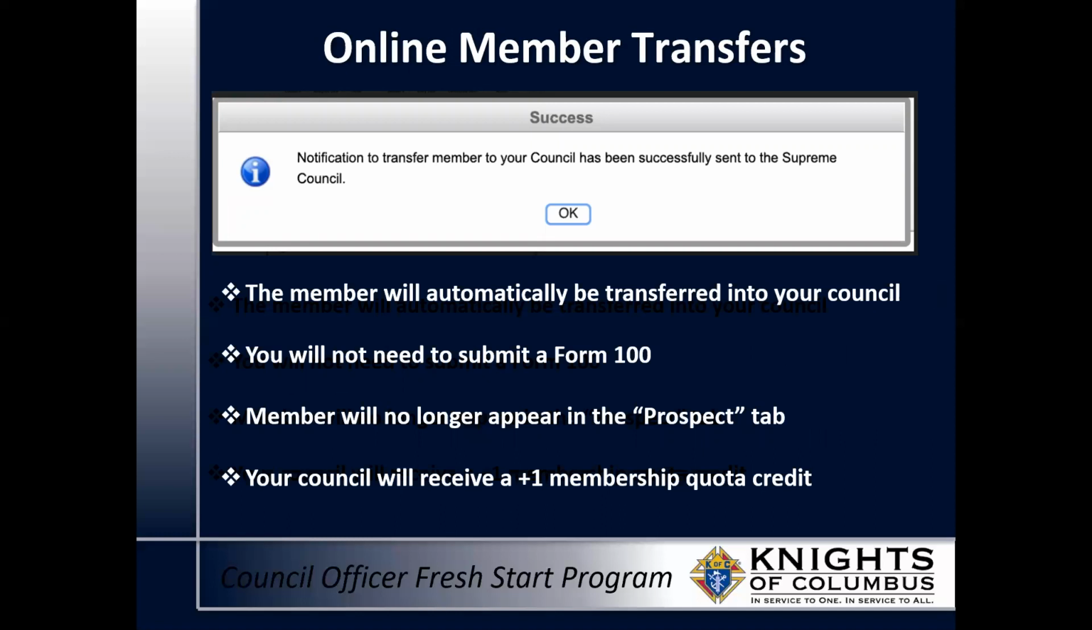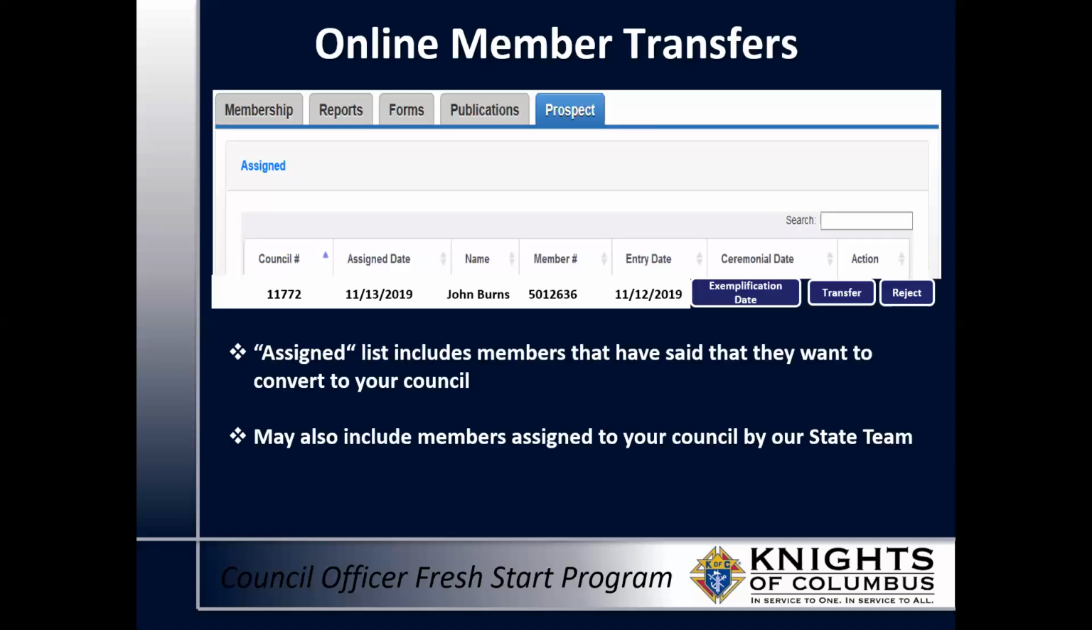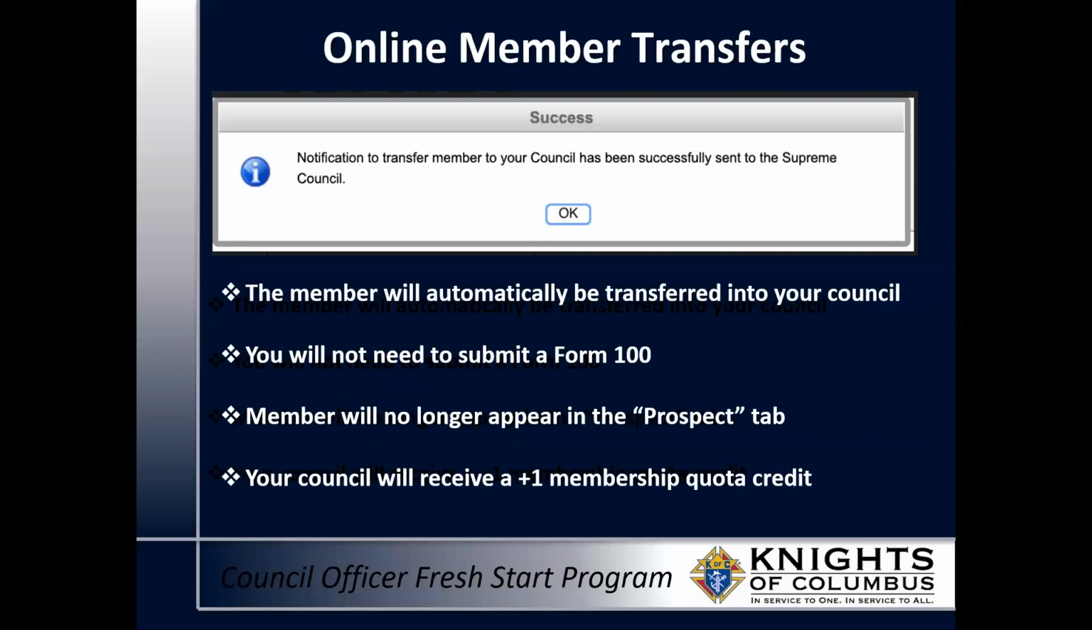And once you press the tab that says transfer that I talked about here, then you would get a notification on your screen that the transfer member to your council has been successful and sent to Supreme Council. So the member will automatically be transferred into your council. You will not need to submit a Form 100. You just keep it for your own records, and the member will no longer appear in the prospect tab, of course. Then your council will receive a +1 membership quota credit.